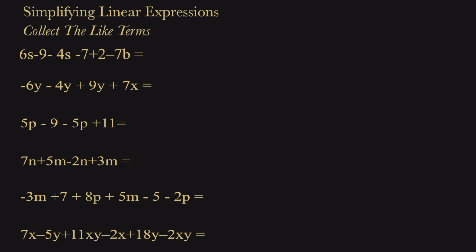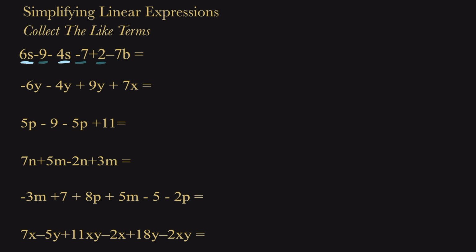All right, now we're going to have a look at a few that have got a few more terms in them. Might make it a little bit more complicated, but this is how we do these ones. Once again, I need to go through the whole expression and identify all the terms that are the same. So the first one is 6s, and I'm going to look for all the other ones with just an s, and I've got 4s, and that's it for the terms ending in s. Next I've got minus 9 by itself, so I'm looking for any other numbers that are by themselves. So we've got a minus 7 and a plus 2. They're all like terms as well.